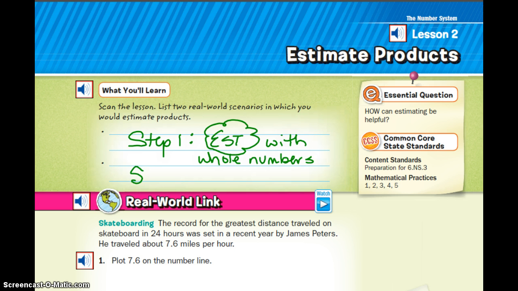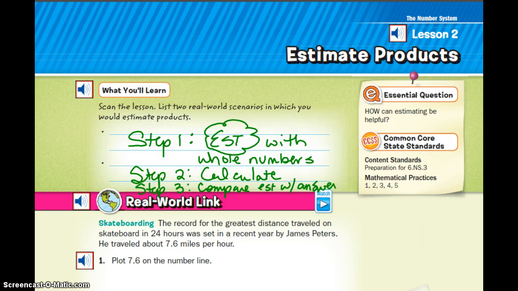and then step 2 is to calculate or compute. And then step 3 is to compare your estimate with answer.